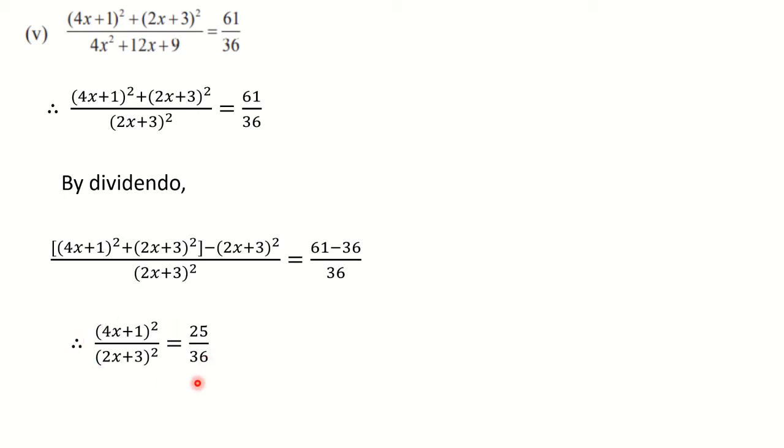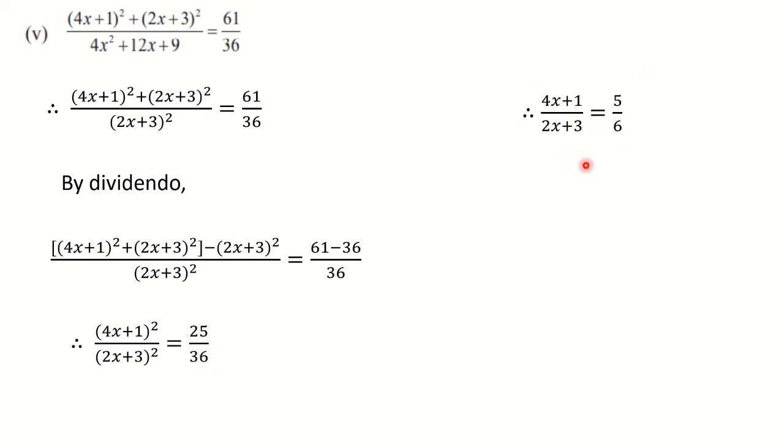Okay. Now you can take the square root and you can solve it. So let us take the square root on both the sides. So what we will get, 4x plus 1 upon 2x plus 3, and here the square root of 25 upon 36 is 5 upon 6.